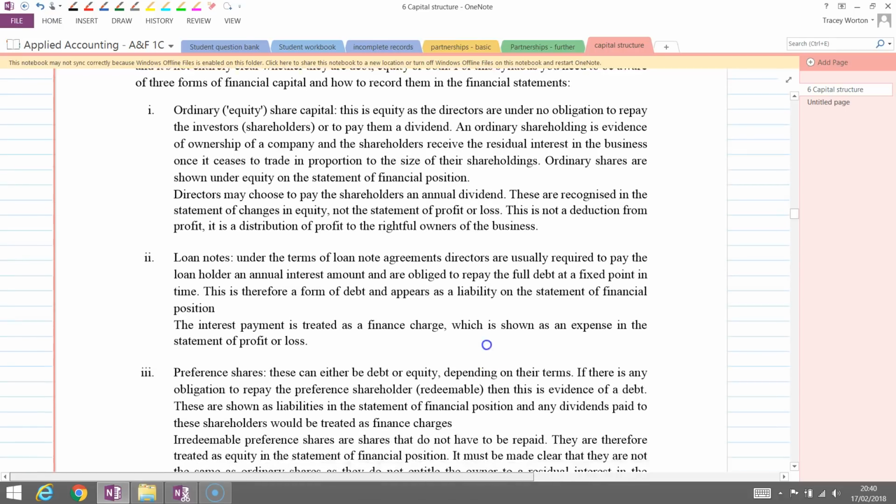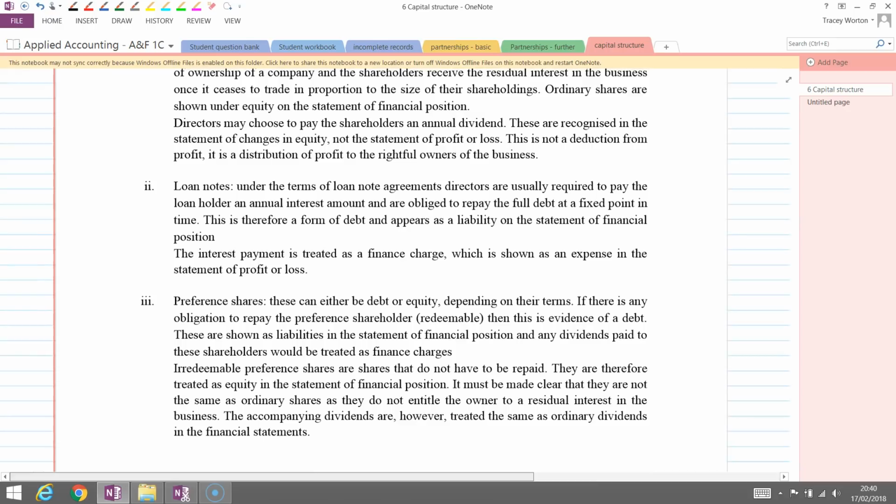The second type is loan notes. Under the terms of a loan note agreement, directors are usually required to pay the loan holder an annual interest amount and are also obliged usually to repay the full debt at a fixed time in the future. The final type is preference shares, so these can be either classed as debt or equity depending on their terms. If there's an obligation to repay the preference shareholder, i.e. they're redeemable, then this is evidence of a debt and shown as a liability. If they're irredeemable preference shares, then they do not have to be repaid and they are classed as equity.